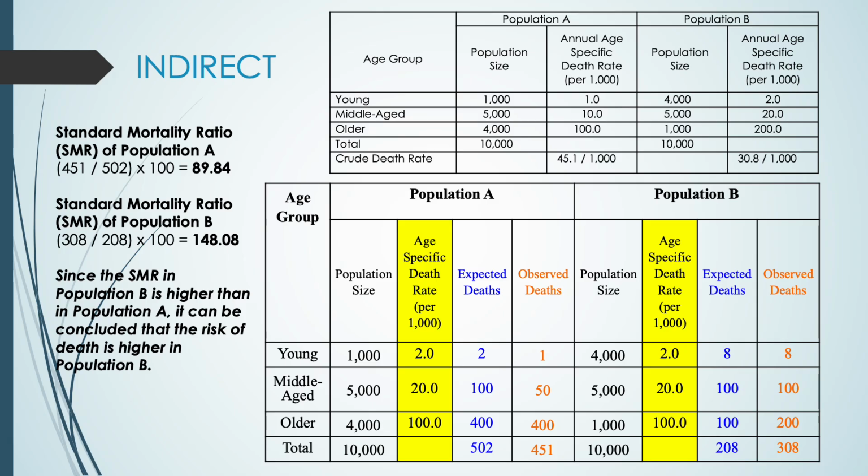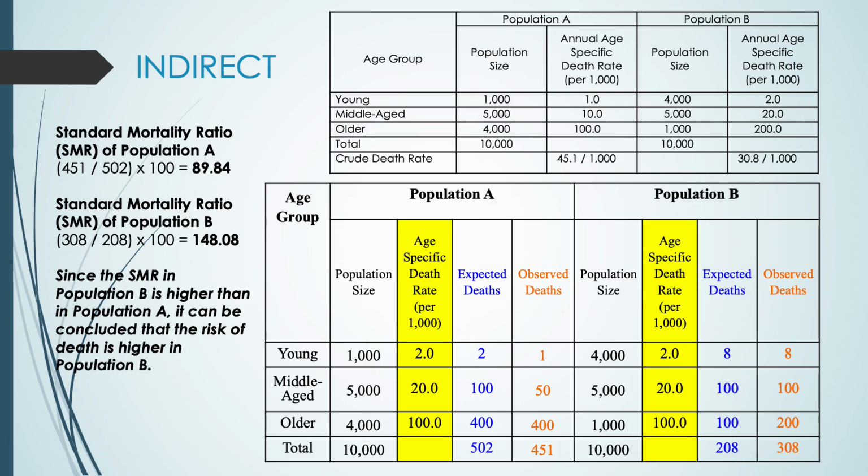So for the young in population A, again, we have 1,000 population size multiplied by the age-specific death rate of 2, the one highlighted. We get 2,000, and then we divide it by 1,000, which is equal to 2 expected deaths, and so forth. We do this to all classes. Then again, we get the total expected death, which is 502 for population A and 208 for population B. This will be our denominator later.